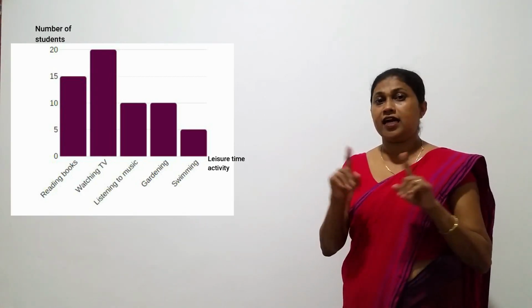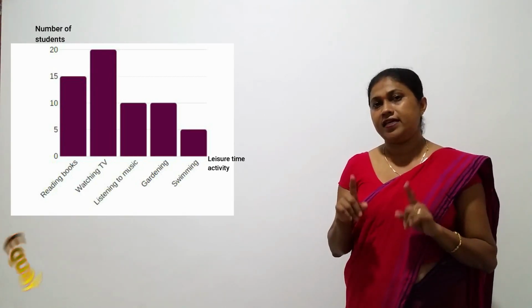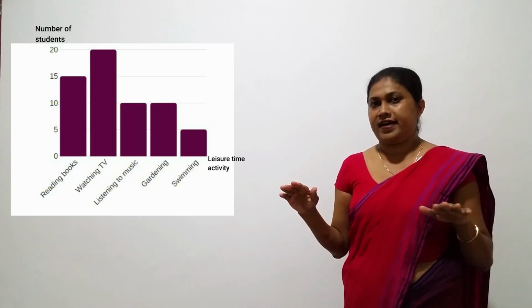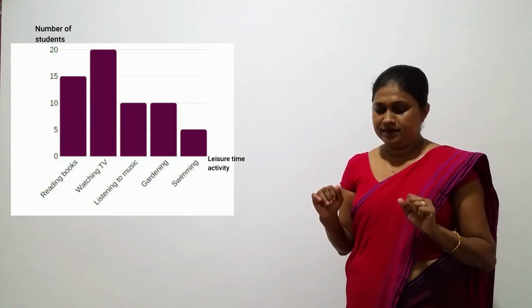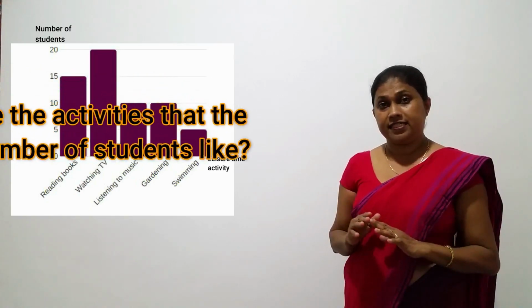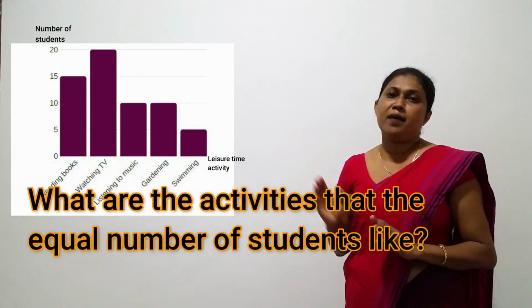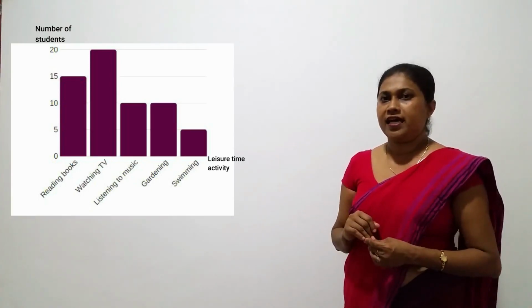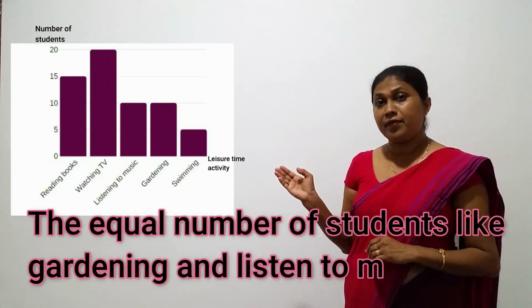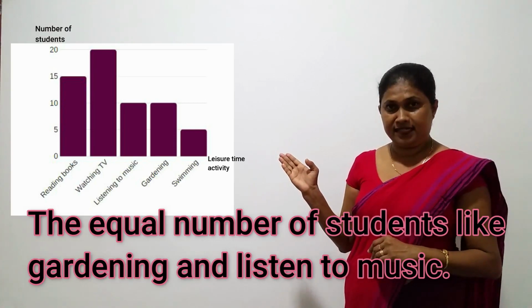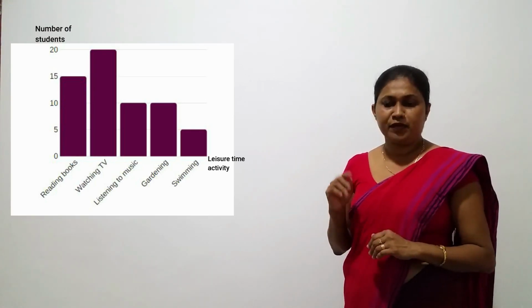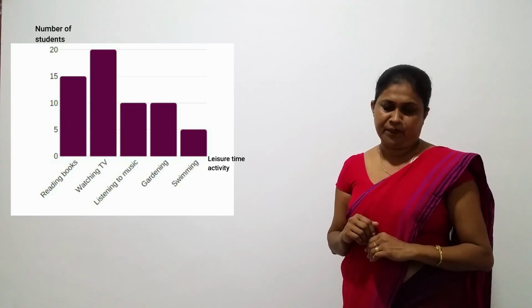Then there are 2 activities. Then they have the equal numbers. Equal number means samanagayange. Then what is the activity that the equal number of students like? Then you see the graph and you can tell the equal number of students like gardening and listen to music. Then there you can write that sentence also.